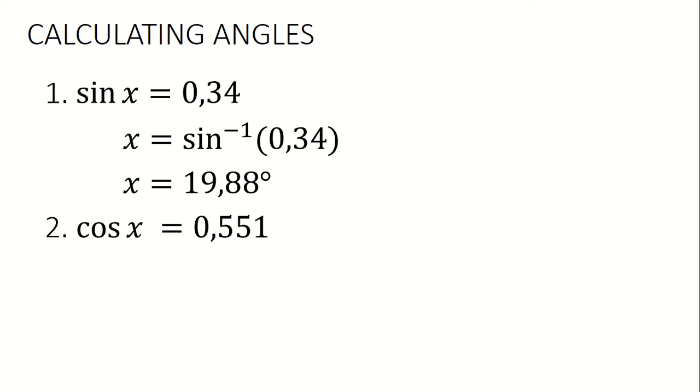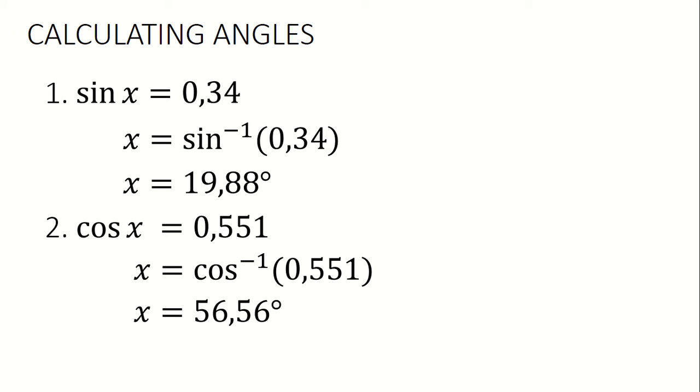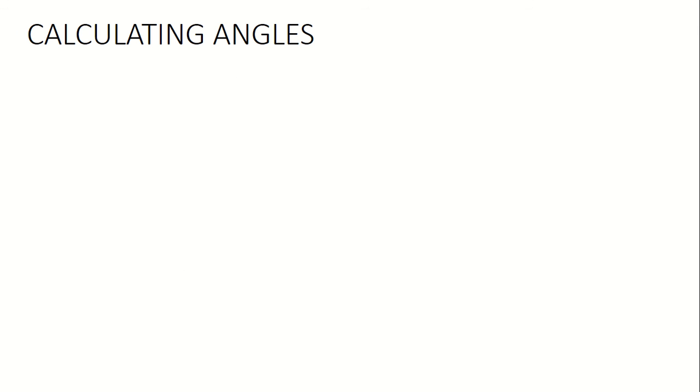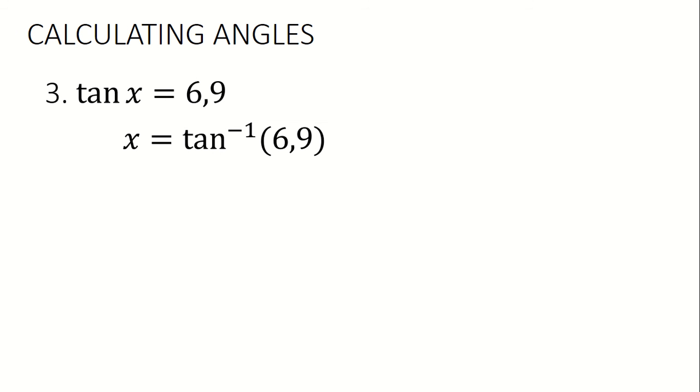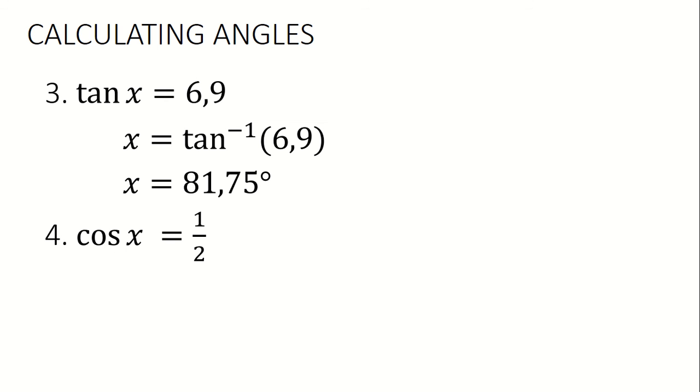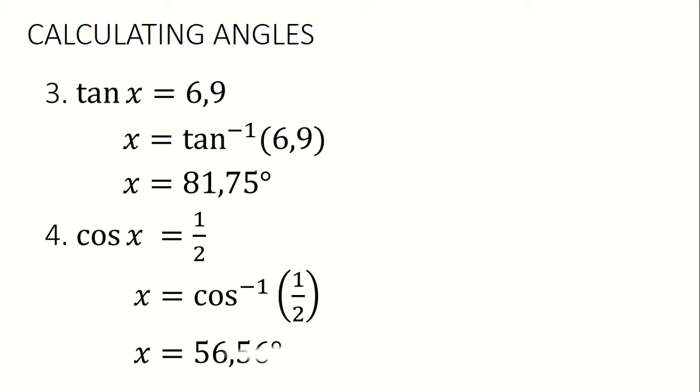If you have cos x is equal to 0.551, x will be equal to arc cos of 0.551, and arc cos of 0.551 will be 56.56 degrees. If we have tan x equal to 6.9, x will be equal to arc tan of 6.9, and arc tan of 6.9 will be 81.75. Cos x is equal to 1 over 2, x will be equal to arc cos of 1 over 2, and arc cos of 1 over 2 is 56.56.